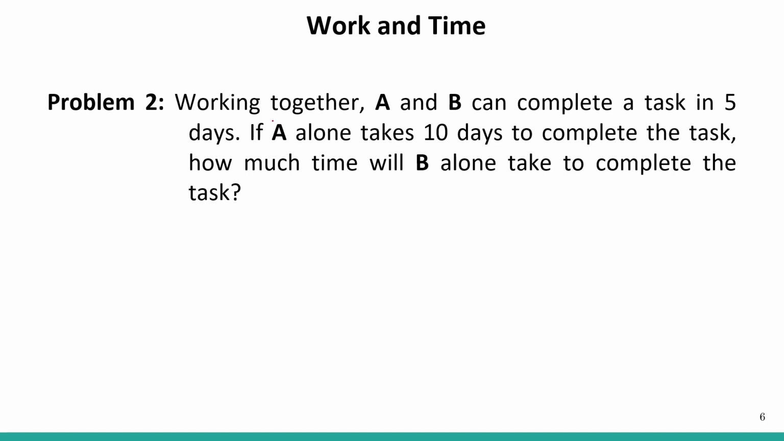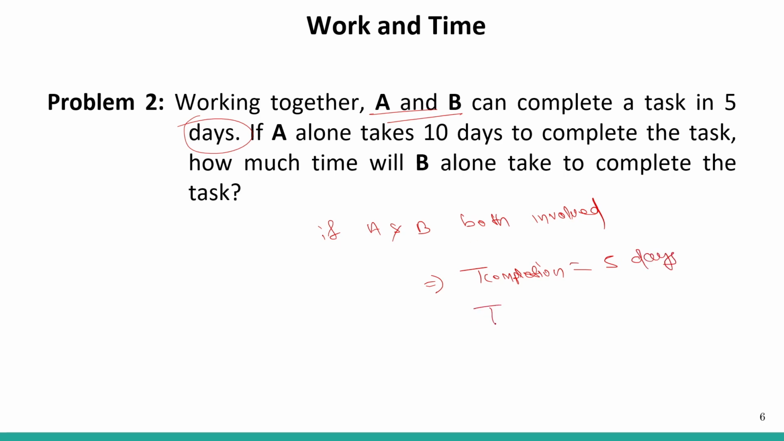Problem number 2 says that when working together, A and B can complete a task in 5 days. If A and B are both involved, this implies T completion, that is the time needed for completion, is equal to 5 days. If A alone takes, so TA completion, that is the amount of time A took to complete exactly that task, is 10 days. So the question is how much time will B alone take to complete the task. Okay, so let's go forward.